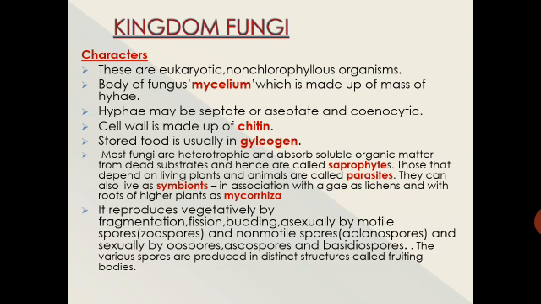Fungi reproduce vegetatively by fragmentation, fission, budding, asexually by motile spores called zoospores and non-motile spores called aplanospores, and sexually by producing oospores, ascospores and basidiospores. The various spores are produced in distinct structures called fruiting bodies. So these were the characters of kingdom fungi.